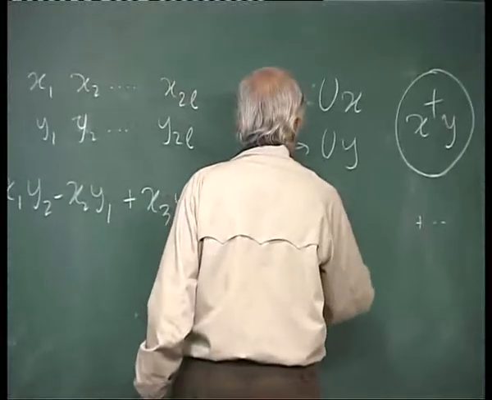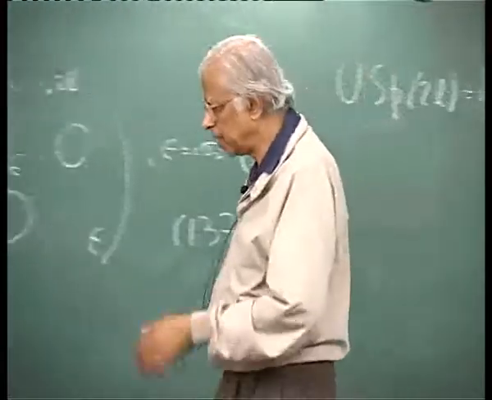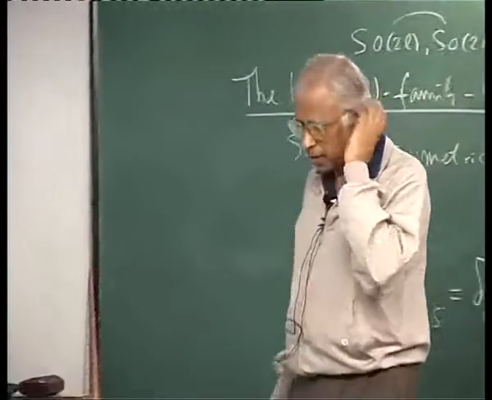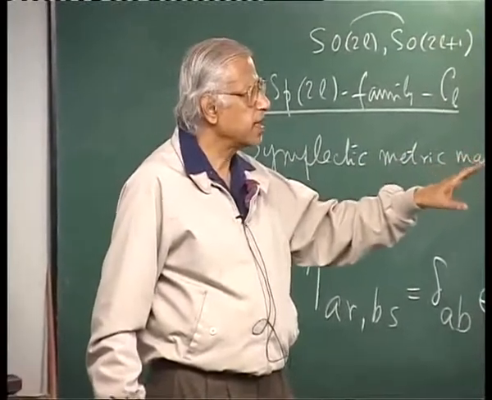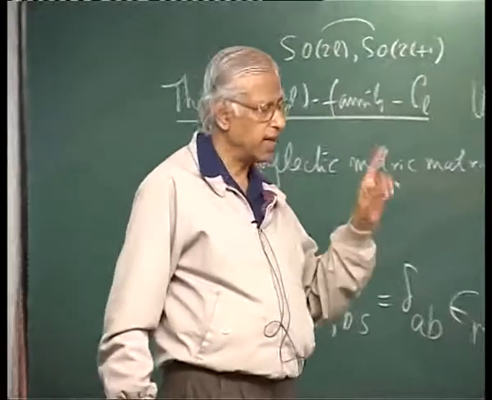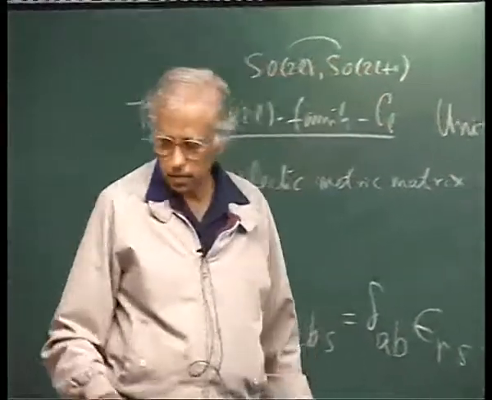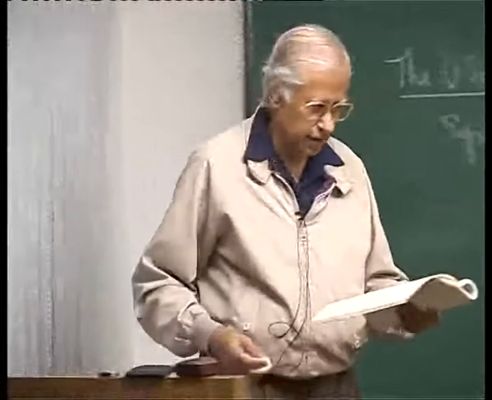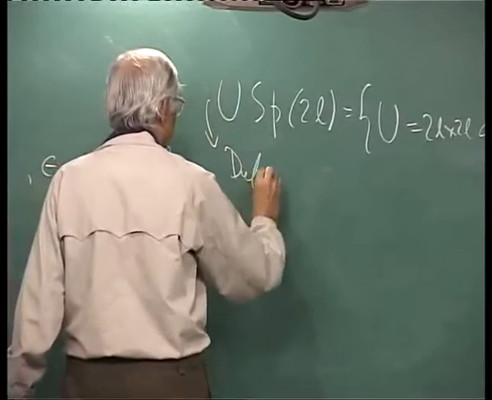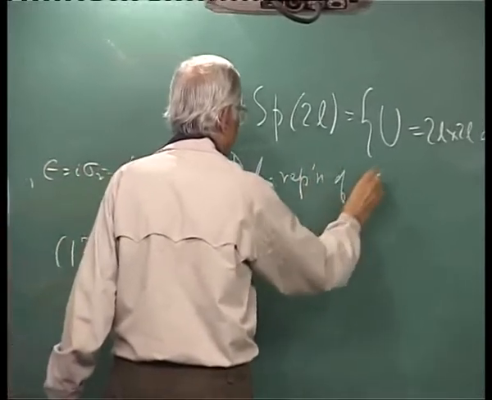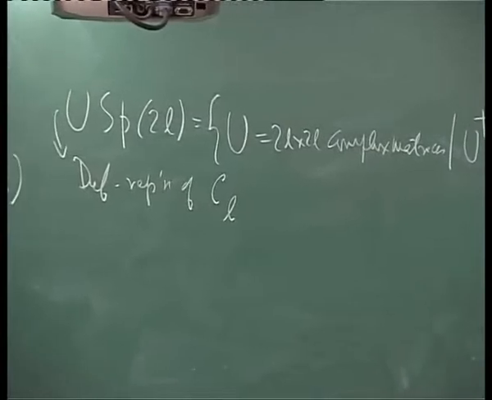And what is this equal to? This is x transpose eta y. Okay? So you transform x by the matrix u, you transform y by the matrix u. Unitarity says x dagger y has not changed. The symplectic condition says x transpose eta y is a new kind of scalar product, very different from the unitary scalar product. That should also not be changed by the transformation. So this is the defining representation of what is called in the Cartan classification the compact Lie group CL.